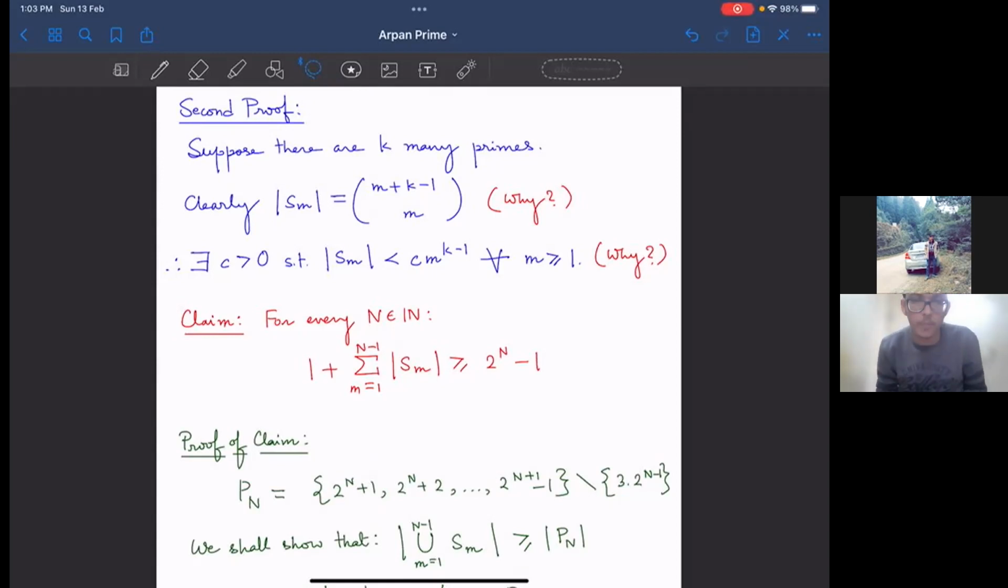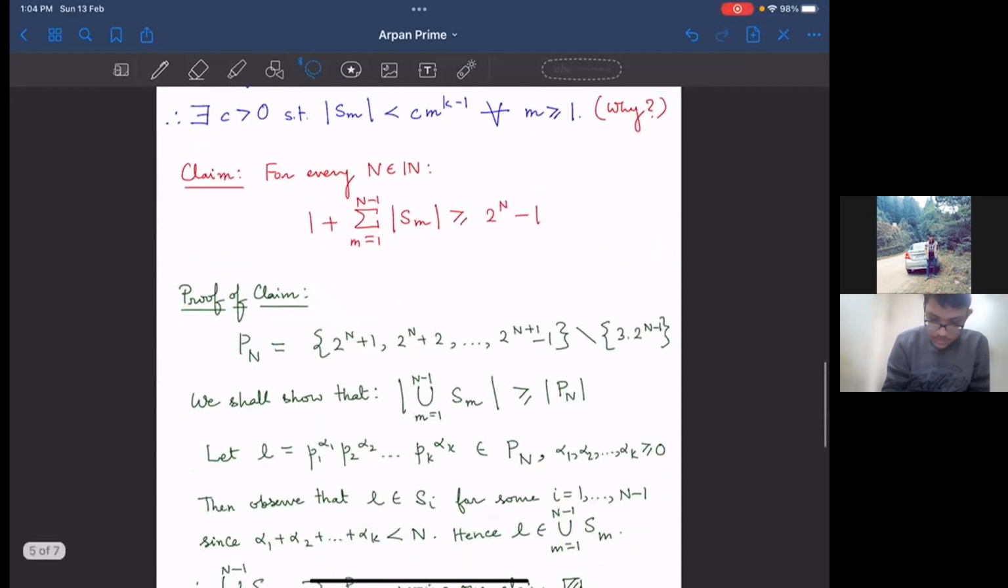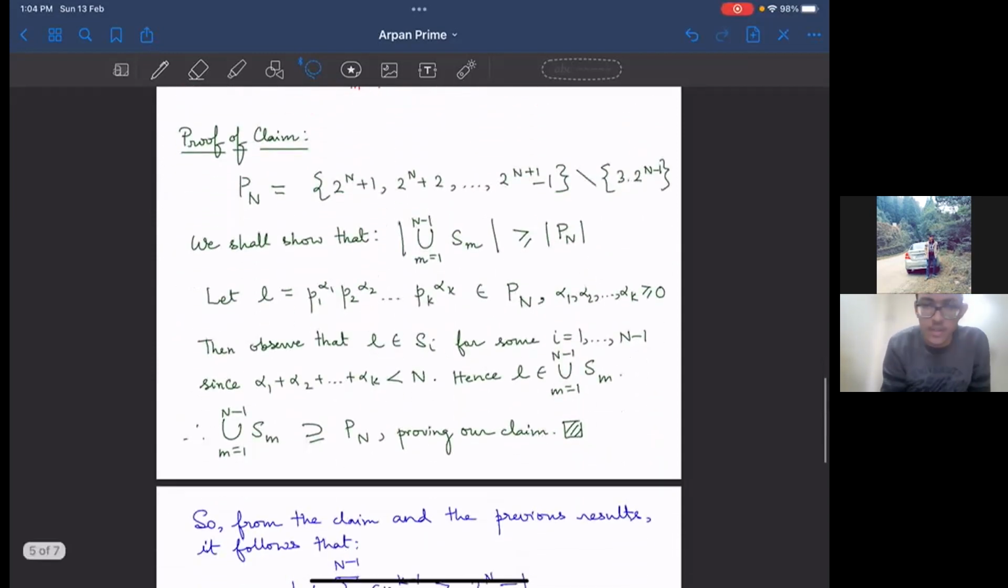Next in the paper, Arpan had left a claim, which is that for every natural number n, such an inequality holds: 1 plus the summation of m equal to 1 to n minus 1 of the cardinality of Sm is greater than or equal to 2 power n minus 1. All right. So he hasn't given any hint or any indication of why this inequality holds in his paper, but I think this is worthy of a proof. Okay, so this is how I have proven it.